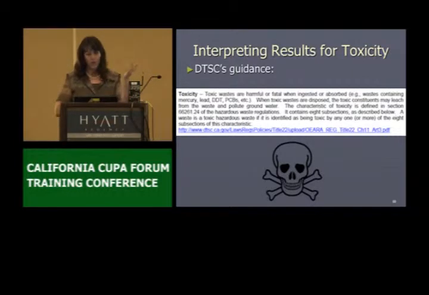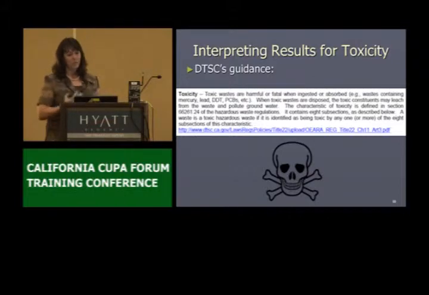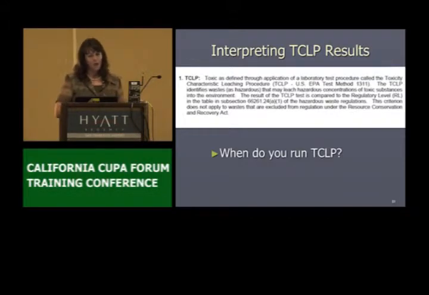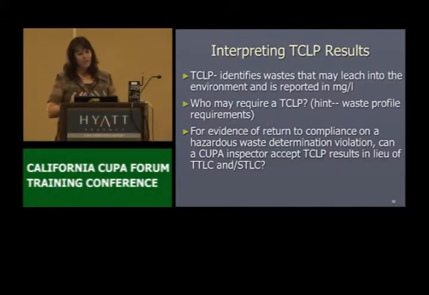You can look here. The characteristic of toxicity is defined as below, and then you can click on that link. There are 8 subsections. The first one is TCLP. So let's talk about that. It identifies the waste that may leach into the environment, and it is reported as milligrams per liter.